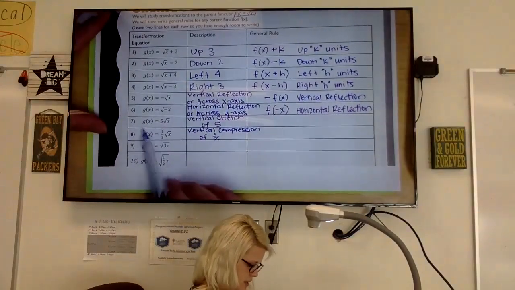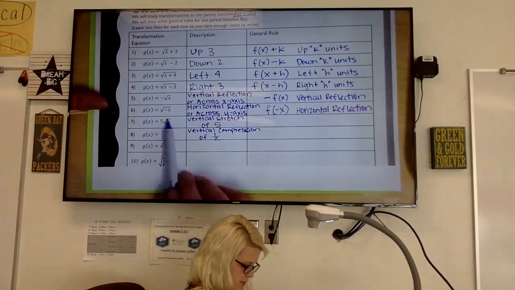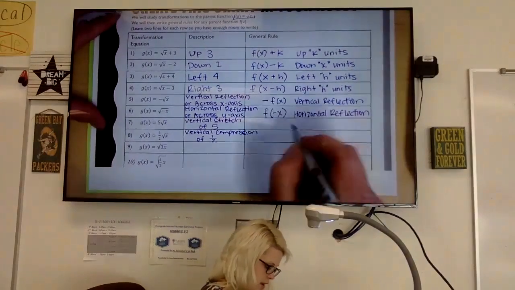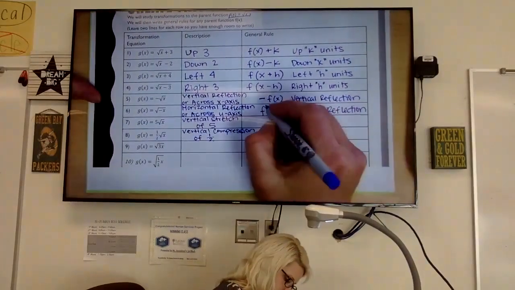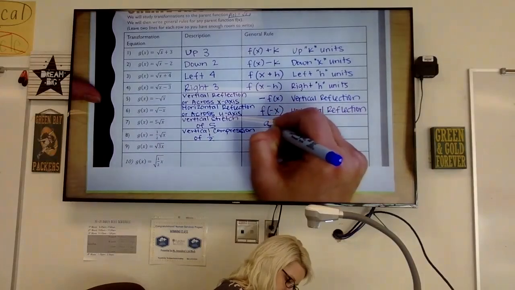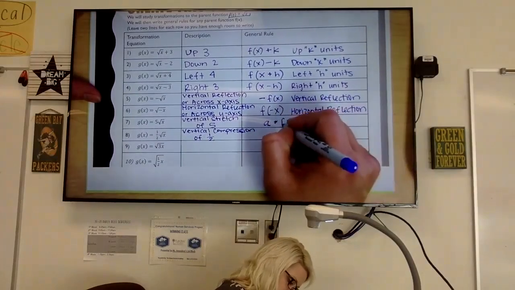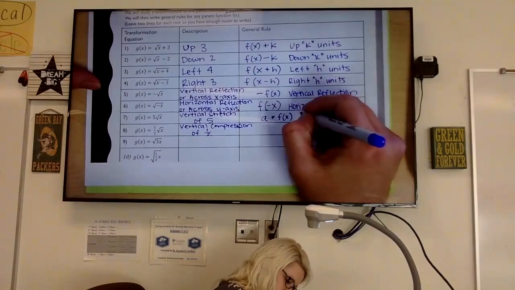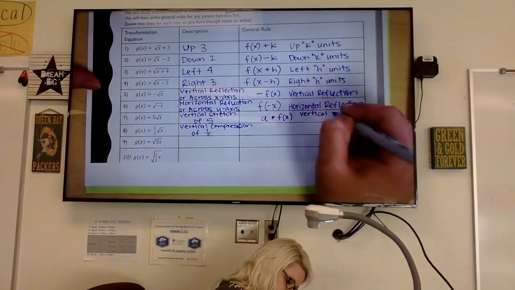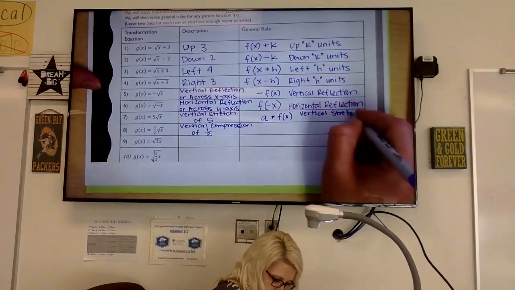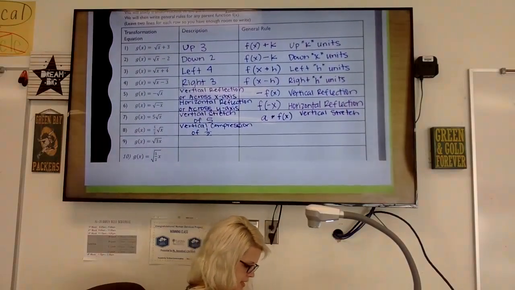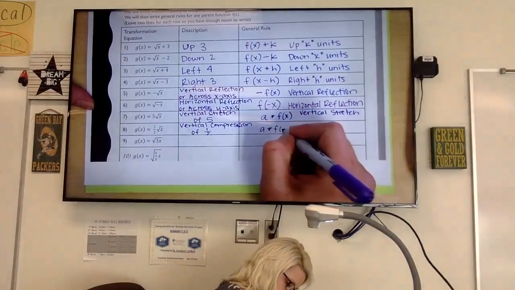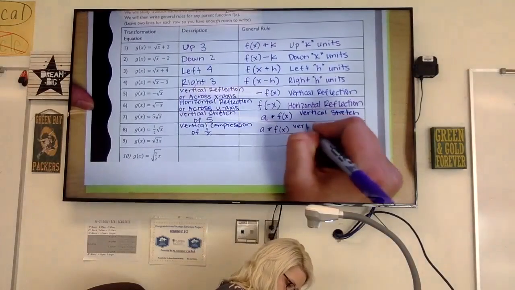So in general, if I see a number being multiplied in front of the function, that's going to be a vertical stretch of however many. So how we can write that for our general rule is any number, we'll call it a, times the whole function is going to represent a vertical stretch. And then any number again times the function will be a vertical compression.